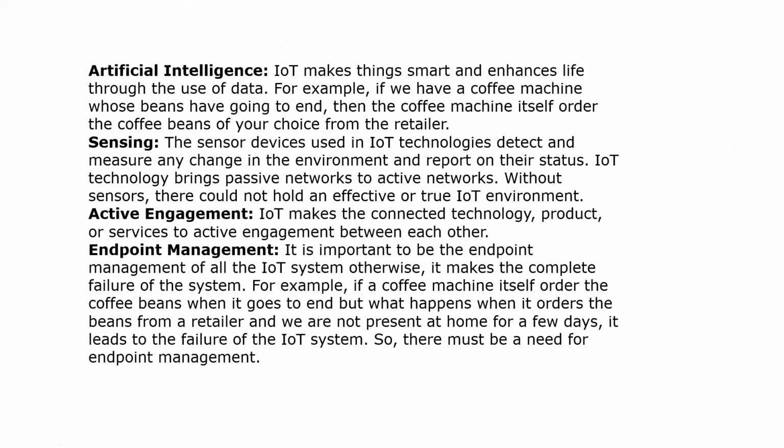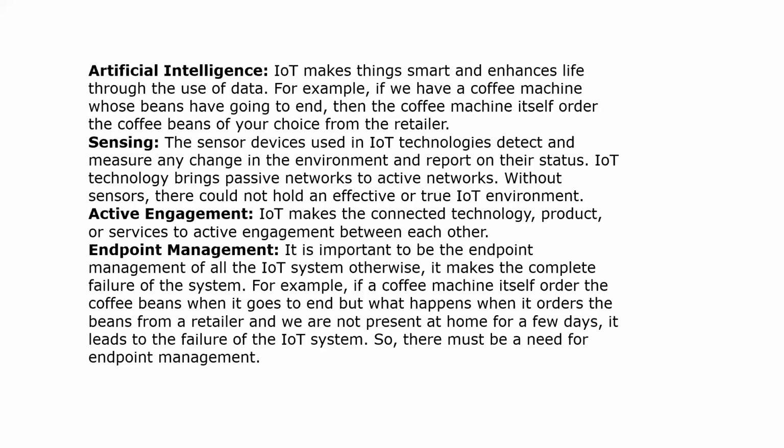Now, one more thing that you can observe here is making use of artificial intelligence in the Internet of Things. Various sensing technologies are used in the Internet of Things. Active engagement is a very important point: active engagement between each other with the help of connected technology or the services which are added to this. And endpoint management of all IoT systems, without it, can cause complete failure of the system.